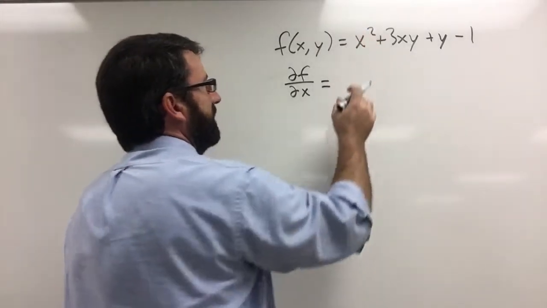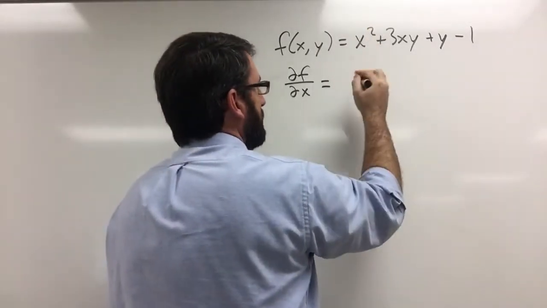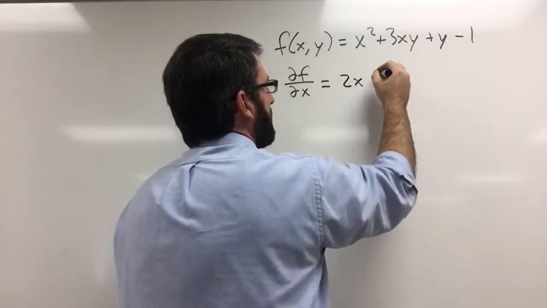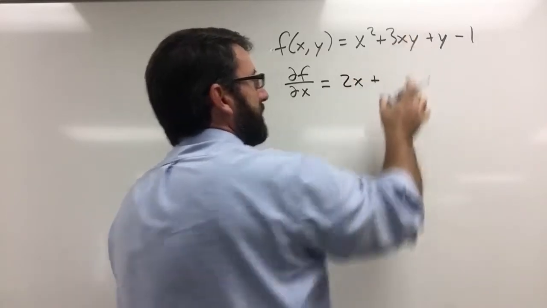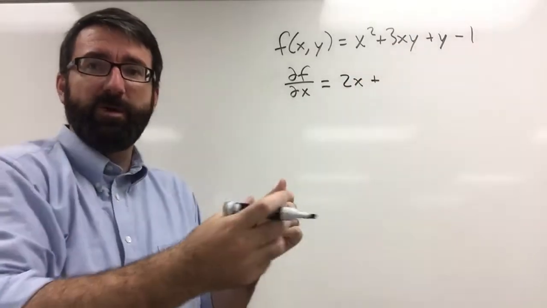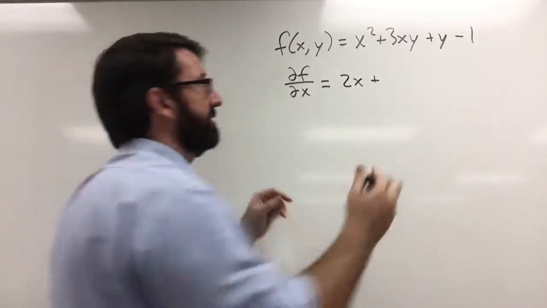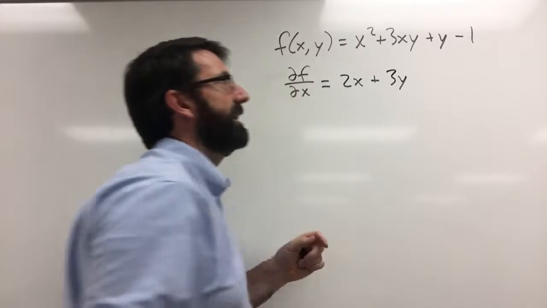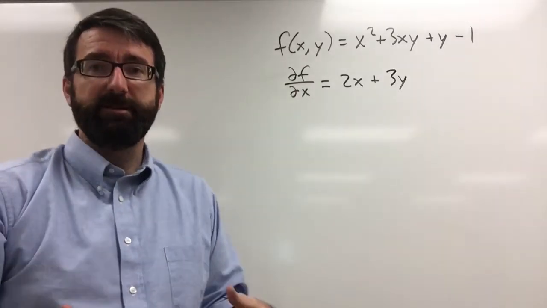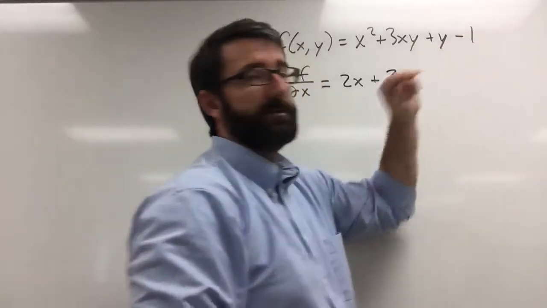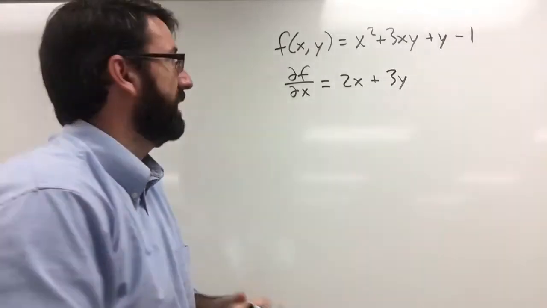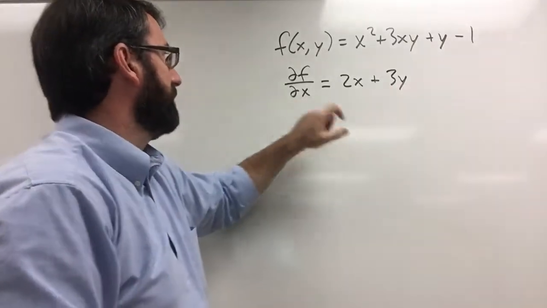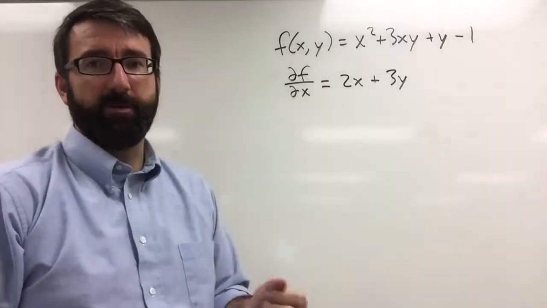The derivative of x squared is just going to be 2x, plus, now remember that y is a constant, so 3y times x, the derivative is just going to be 3y. And then if y is a constant here, the derivative of that is just 0. And this is a constant, so the derivative of that is 0 as well. So the partial derivative with respect to x is 2x plus 3y.